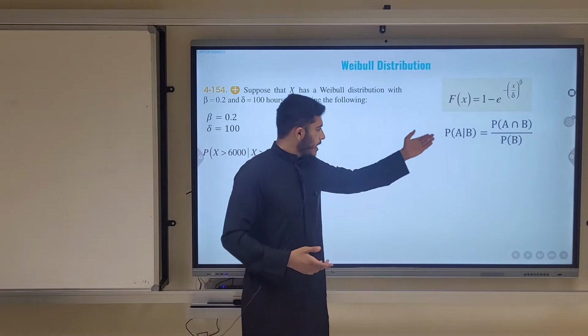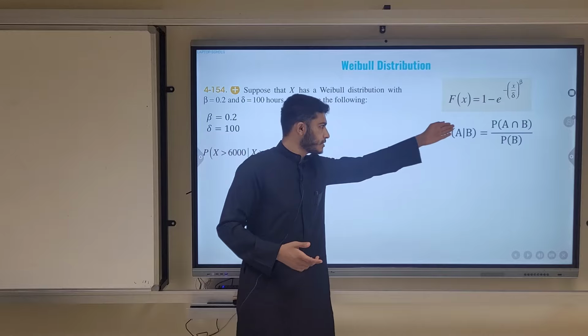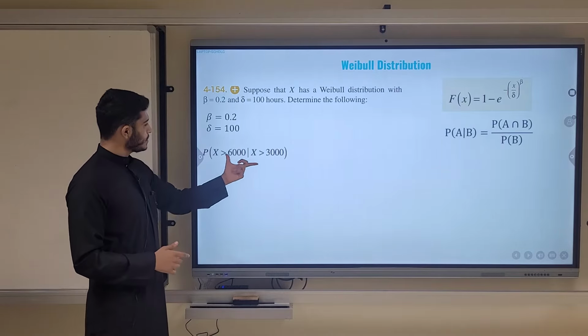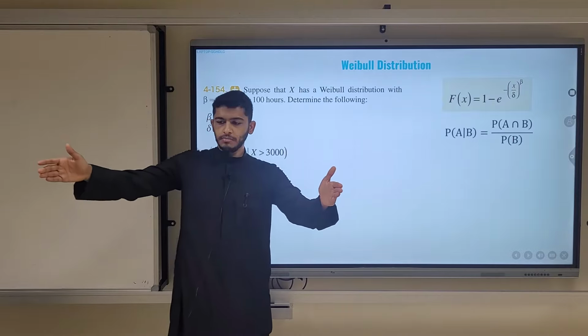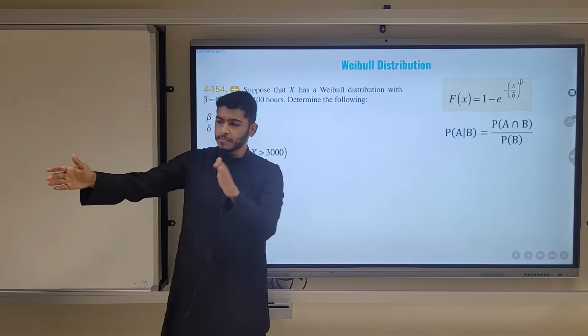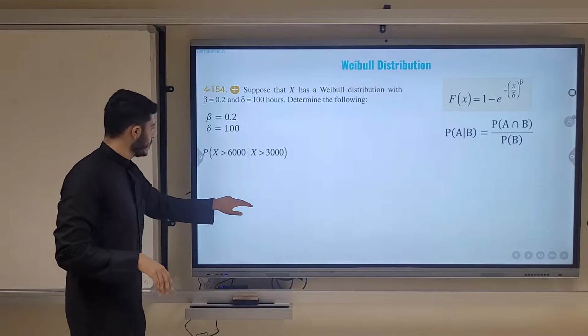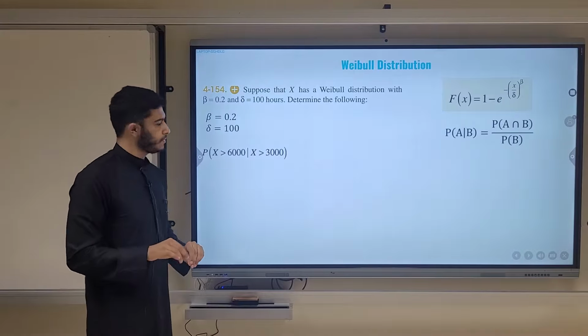So when you have probability of event A given event B, you take the intersection of them, you divide them by the given event. So what is the intersection between these? You have X going from 3,000 and the other X going from 6,000. So the intersection between them is going to be from 6,000 up to infinity. So X greater than 6,000 is the intersection between them.